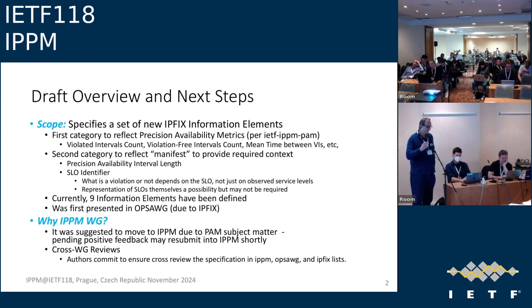At the core of the document is a set of new IPFIX elements, falling into two categories. The first category defines information elements for the different precision availability metrics that have been defined in the other draft. This includes things such as the violated intervals count, violation-free intervals count, and so forth. In addition to those, we need a second category to reflect manifest information that provides the required context, because what is a violation or not depends very much on how the SLO is defined. So you need to keep track of that context so that you know whether something is a violation or not. That is the second complementary set of information elements. Currently 9 information elements have been defined.